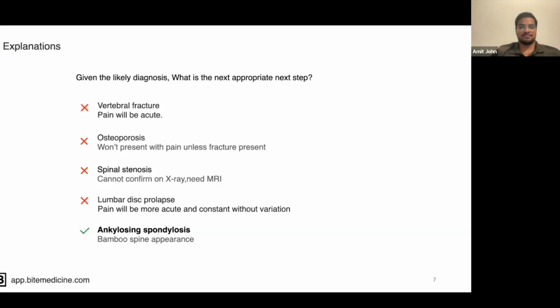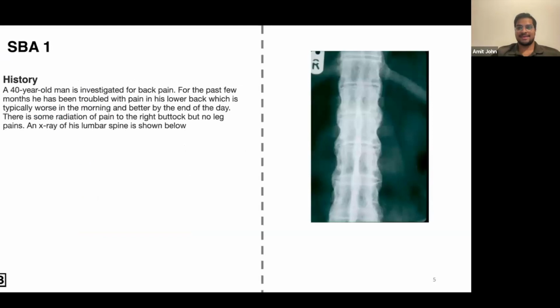So this X-ray is very characteristic. It's quite clear, the bamboo appearance, but this particular X-ray is of a very late stage ankylosing spondylitis. I couldn't find one for a 40-year-old, which I can legally put in this presentation.